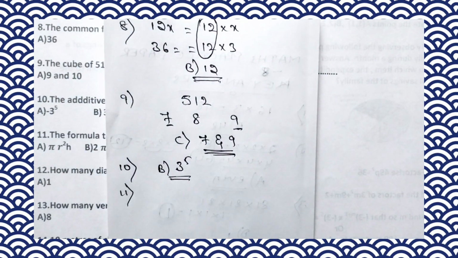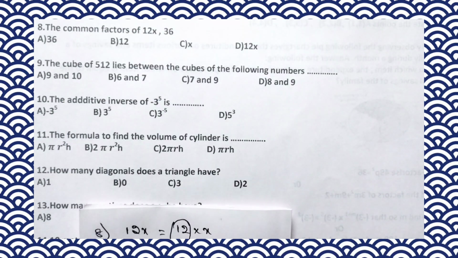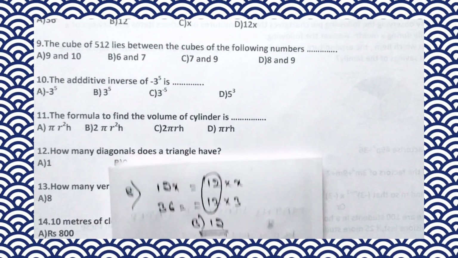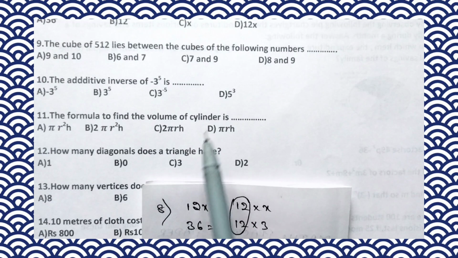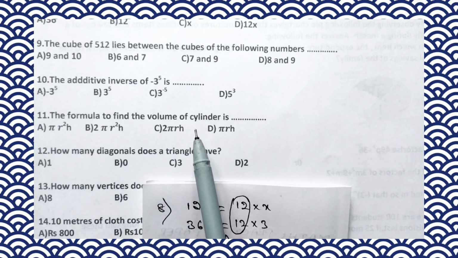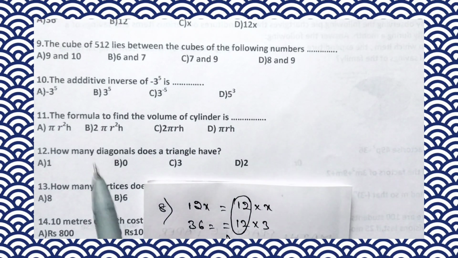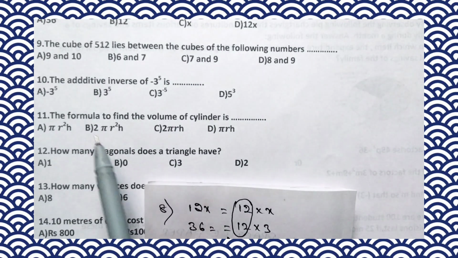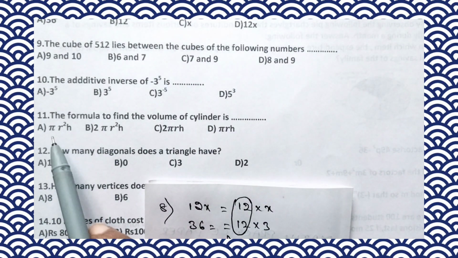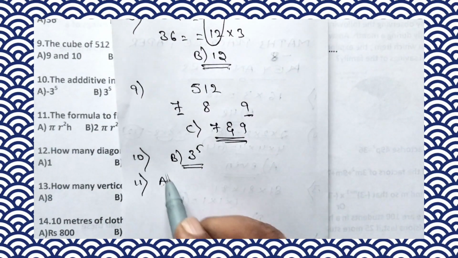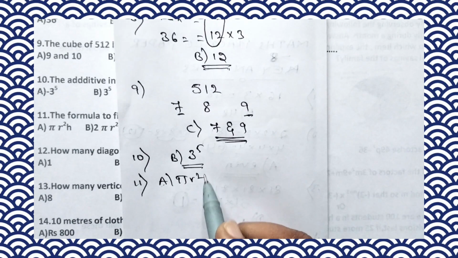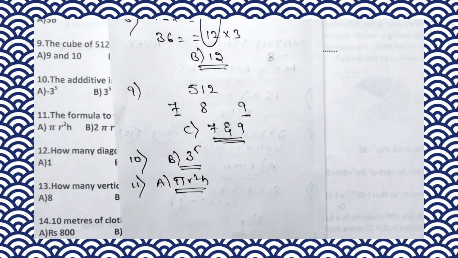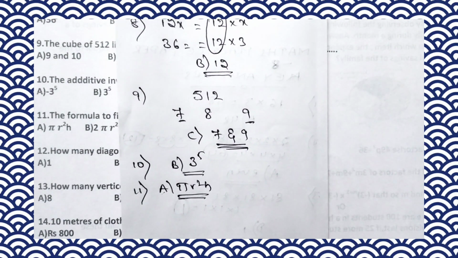Next, coming to the 11th question, the formula to find the volume of the cylinder is. So to find the volume of the cylinder, we have to use the formula, that is option A, pi r square h. So option A, pi r square h is the formula to calculate the volume of the cylinder.